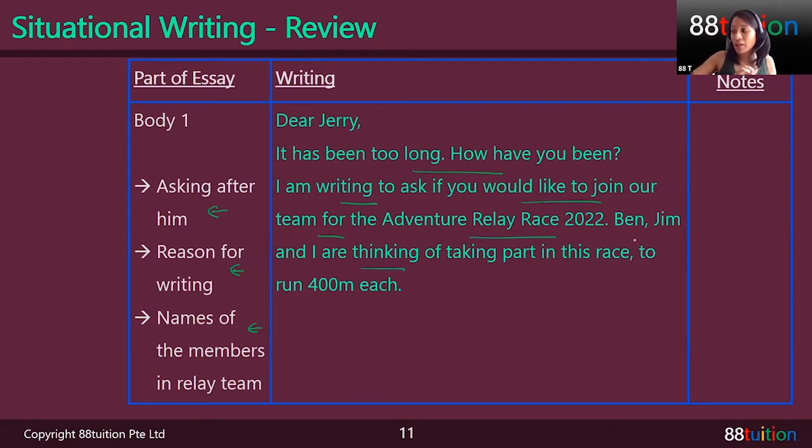Ben, Jim, and I. Okay, so these are your teammates, right? So basically, this is, I think, point B. I'm thinking of taking part in this race to run 400 meters each. You haven't even gotten to your A yet. Your A will be in the next paragraph. Okay, so far so good, yeah?